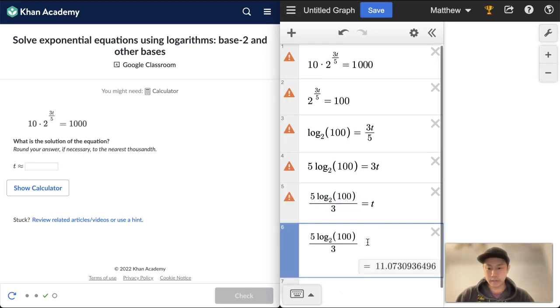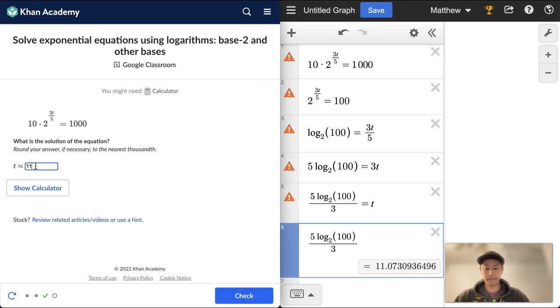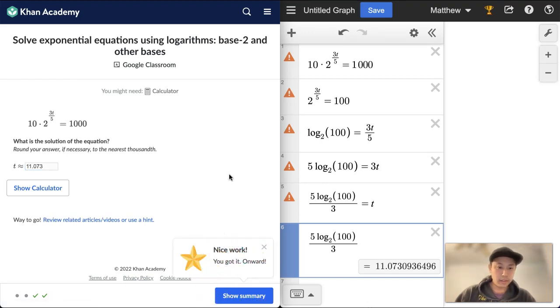Okay, I'm just going to use Desmos as my calculator here. 11.073. A thousandth place is going to be 3 decimals over, right? 3 decimal places over. So 11.073. Let's see what we get. There you go.